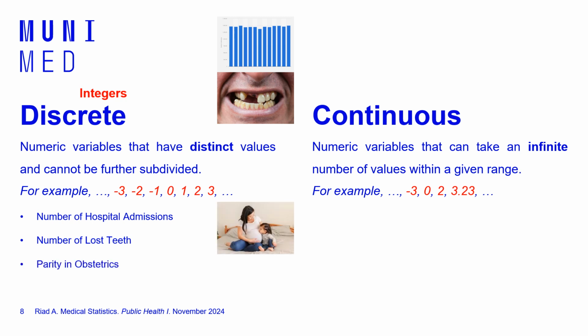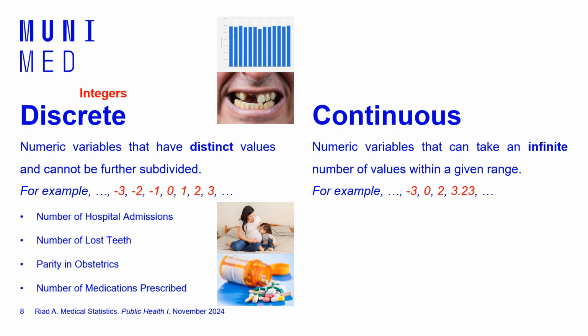The same for parity in obstetrics, like how many babies a fertile woman can give or already give. This is number of humans, number of babies. That's why this is, or number of pregnancies to be precise, this is definitely a discrete number. Number of medications prescribed, the same.